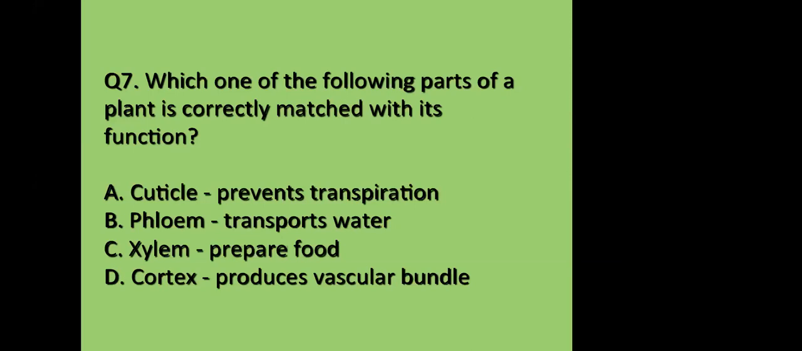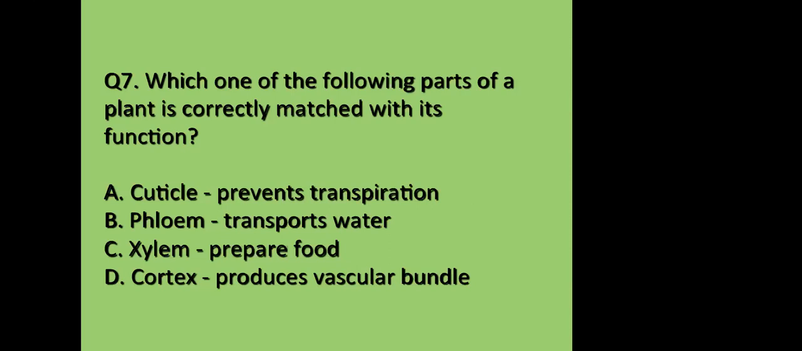So the right answer for this question is option A, cuticle. Last session I showed you the diagram of the leaf. The outermost layer is called the cuticle, and the cuticle's main function is to prevent transpiration, loss of water from the leaves.